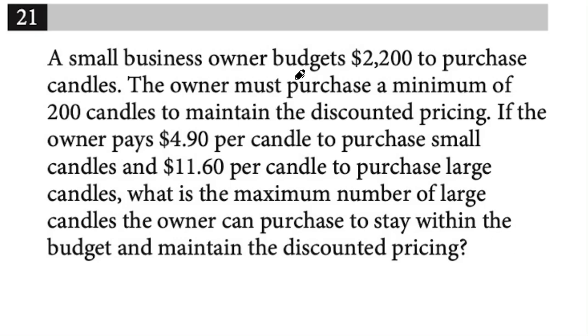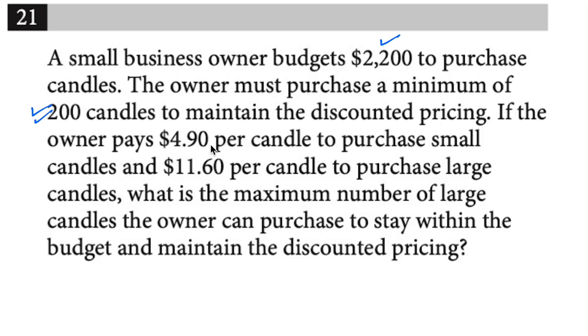A small business owner budgets $2,200 to purchase candles. Okay, so a business owner wants to buy candles to start a business. Perfect. The owner must purchase a minimum of 200 candles to maintain the discounting prices. Okay, so that means two pieces of information. His budget is $2,200, right? Point number one. And point number two is he has to buy a minimum of 200 candles. Two data points, two key points.